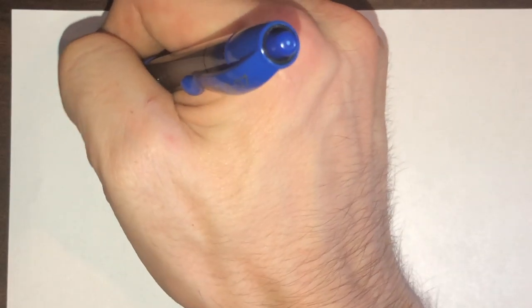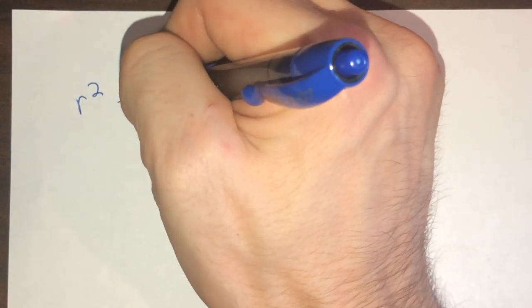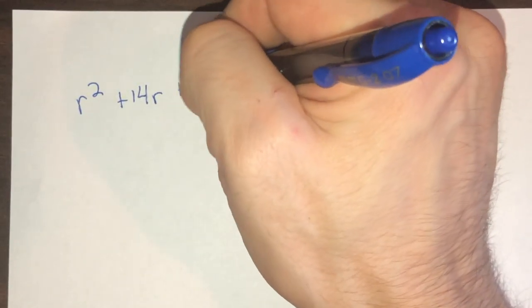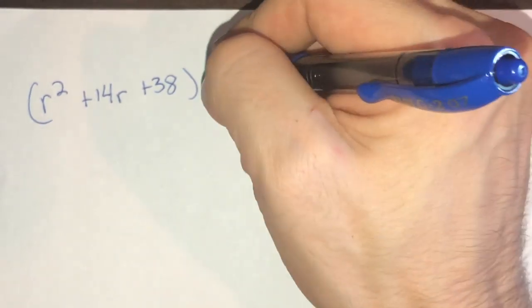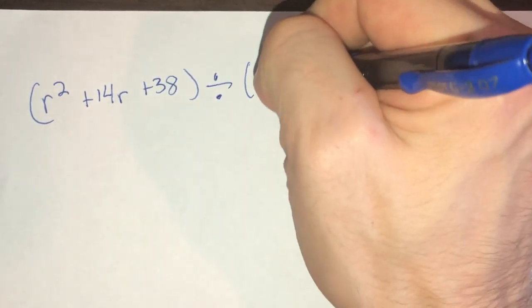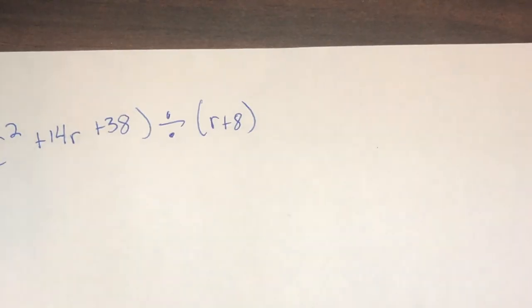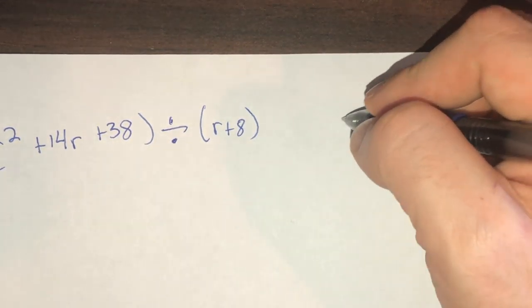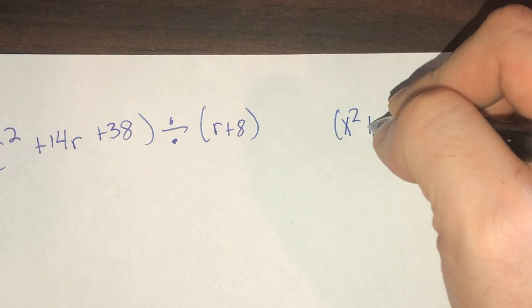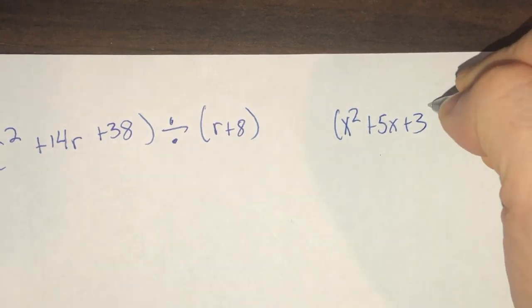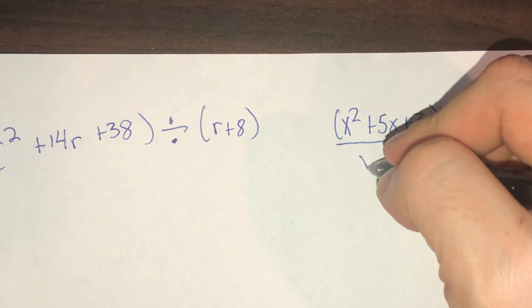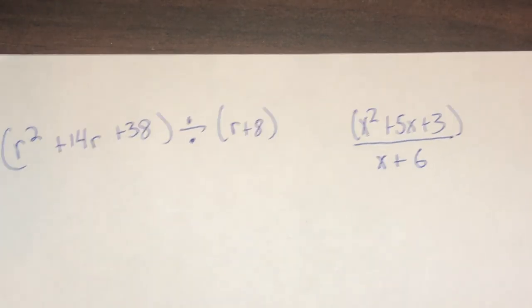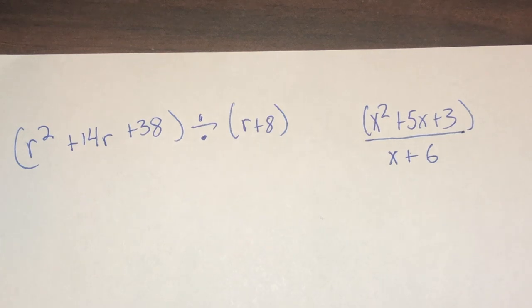Okay, so here's our first problem. We have r squared plus 14r plus 38 divided by r plus 8. Okay, there's 1. And then what I have is x squared plus 5x plus 3 over x plus 6. Okay, so go ahead. I want you to try these. And then in a moment, I'm going to give you the step-by-step worked through solution.